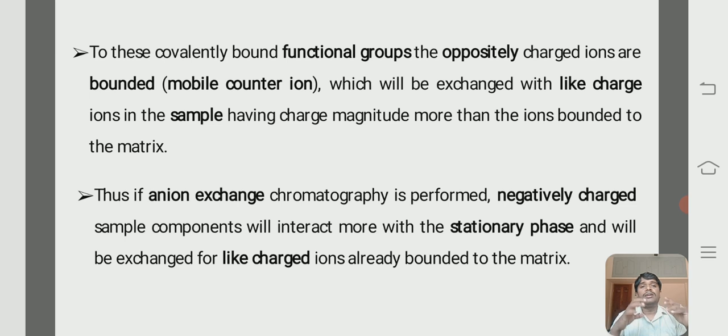The charge of the sample is more than that of the ions which are bound to the matrix. Thus, if anion exchange chromatography is performed, negatively charged sample components will interact more with the stationary phase and will be exchanged for like charged ions. That means negatively charged ions only, which are already bound to the polymer matrix.